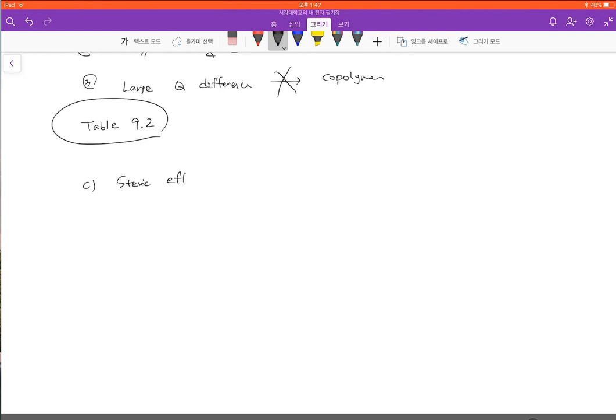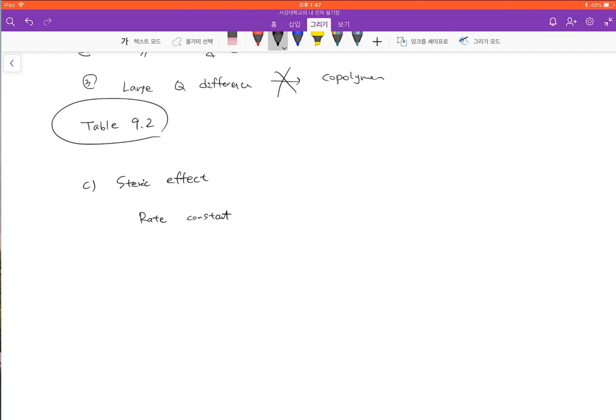All right. Finally, the third effect was the polar effect and steric effect. Steric effect is when you use a different monomer. For example, let's write down one table here. It's also rate constants for different radical-monomer combinations. So we have the radical here, and the monomer.